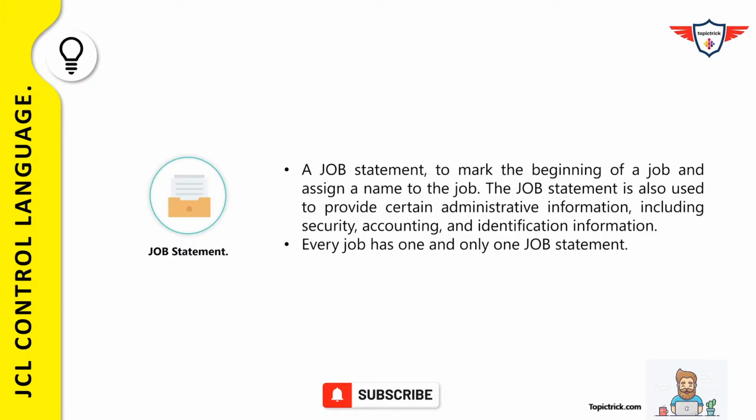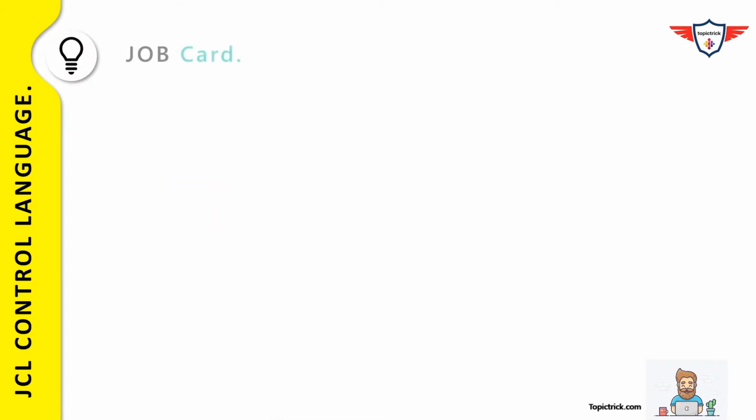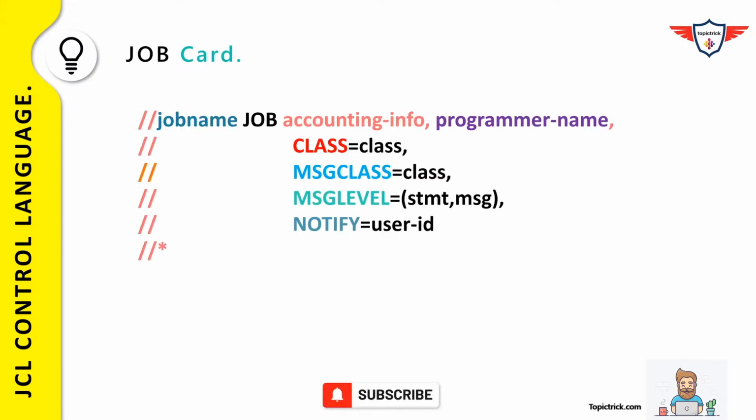Now, let's deep dive into the syntax of the job card. In this section, we will look at different parameters, for example, keyword parameters or positional parameters, that are used to define a job card. The syntax of the job control statement is fairly simple and easy to understand. The only thing is you need to remember that you have to use positional parameters at a specific position, right? And then you can use the keyword parameters as per your requirement.